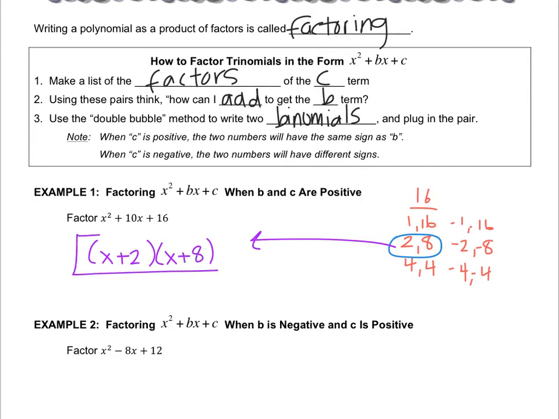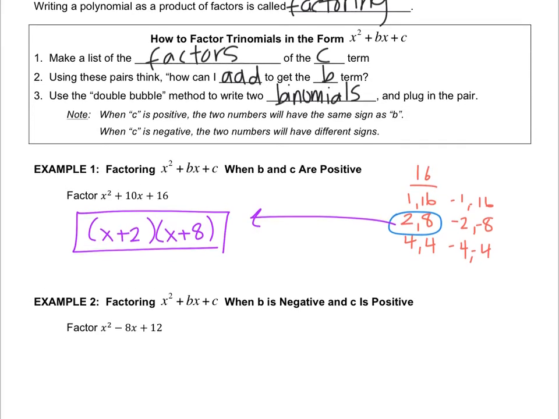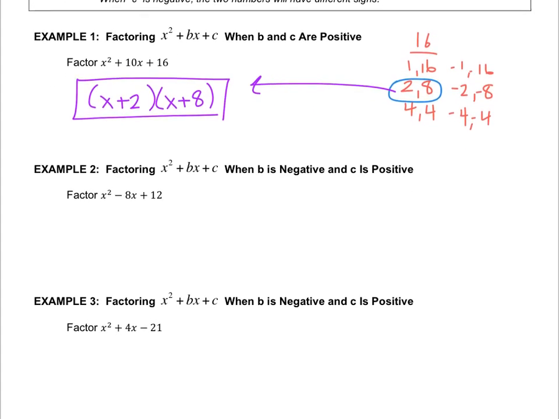And that's our answer. If you want to check yourself, you can go through and either FOIL or box this multiplication question and see if you get the original trinomial that we had as your final answer. But this is the answer. This is the factored form of the trinomial. All right, if you want to do example 2 on your own, you're more than welcome to, if you kind of get the steps. If not, then just play along with me.